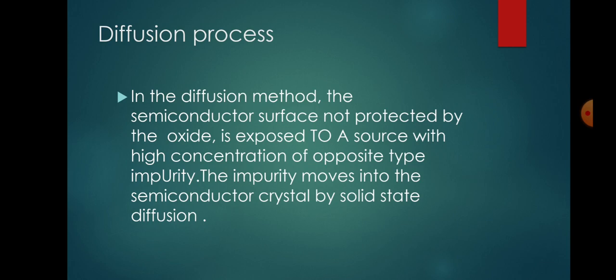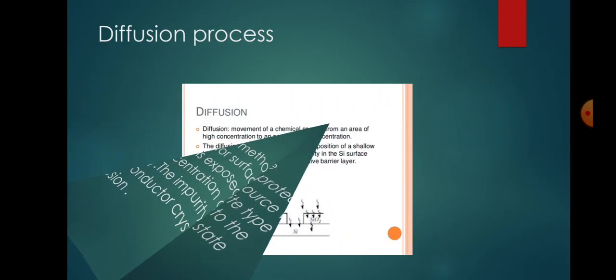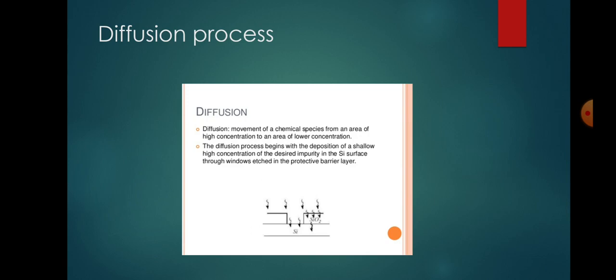In the diffusion process, the semiconductor surface not protected by the oxide is exposed to a source with a high concentration of opposite type of impurity. The impurity moves into the semiconductor crystal by solid state diffusion. An ion implantation method is slightly different from the diffusion process. So when we expose it to a high temperature furnace, then the diffusion movement of chemical species goes from an area of high concentration to an area of lower concentration.